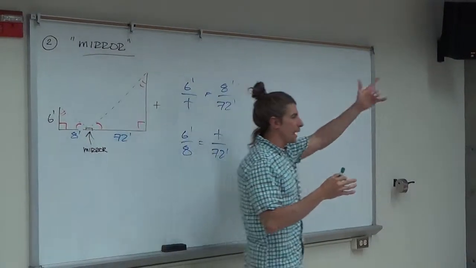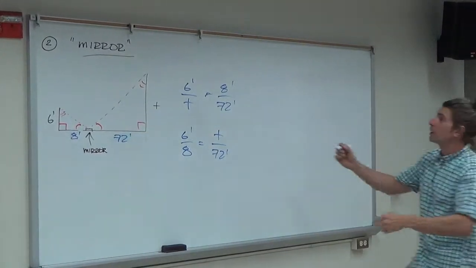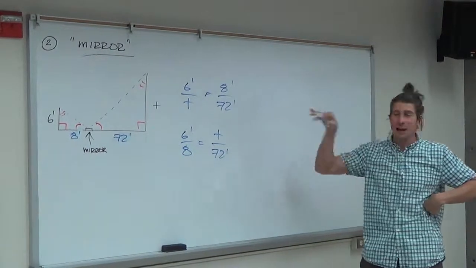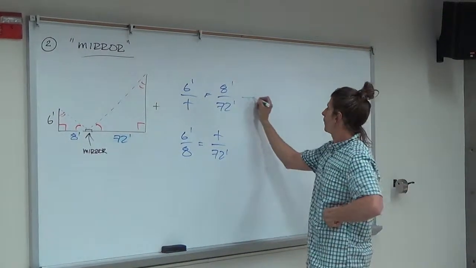Exactly the same solution. How big is the tree? 54 feet tall. So how did you solve this one? Just out of curiosity, how did you solve this one? 6 times 72. You did the 6 times 72?